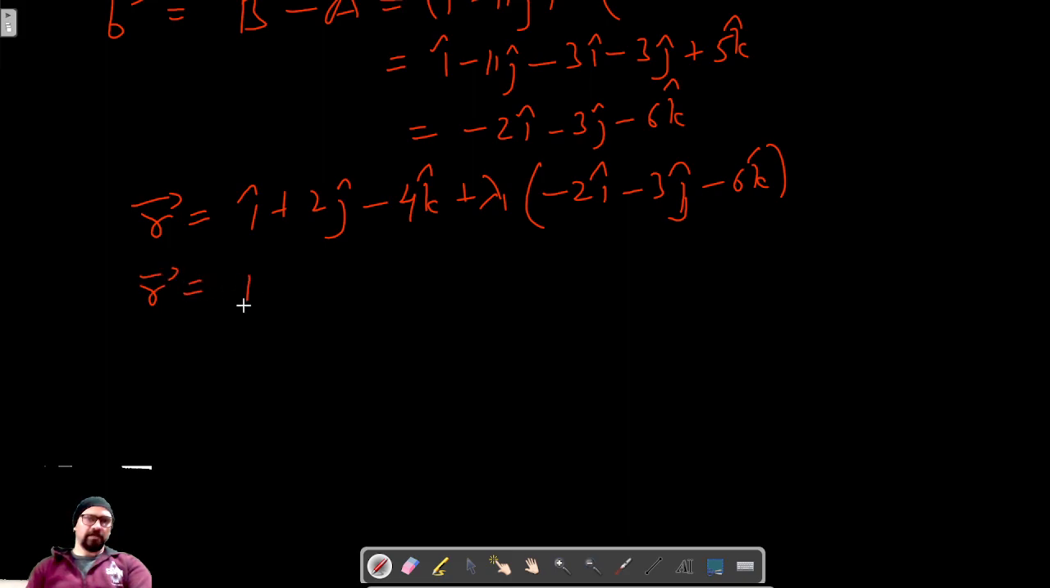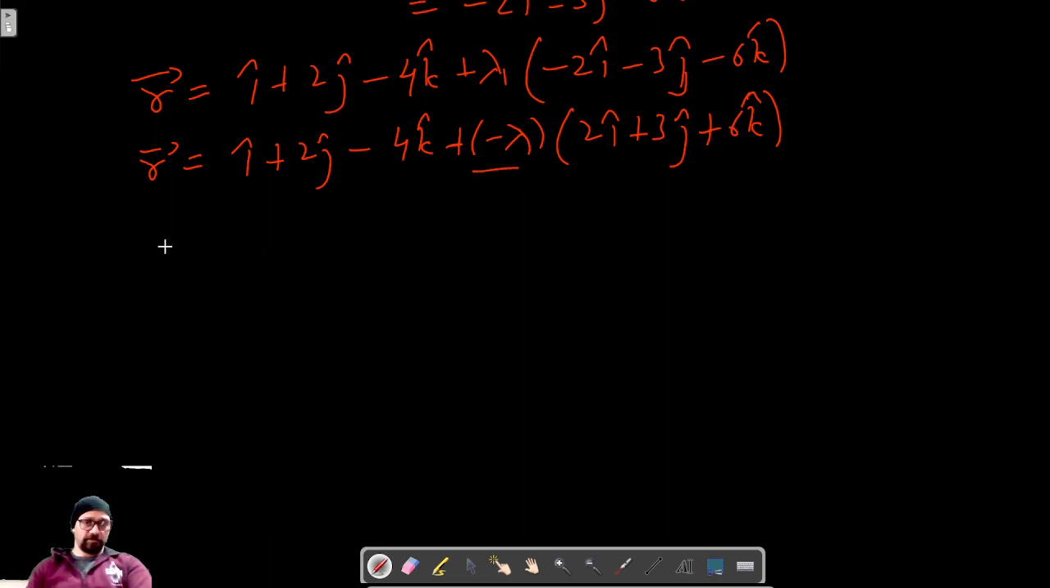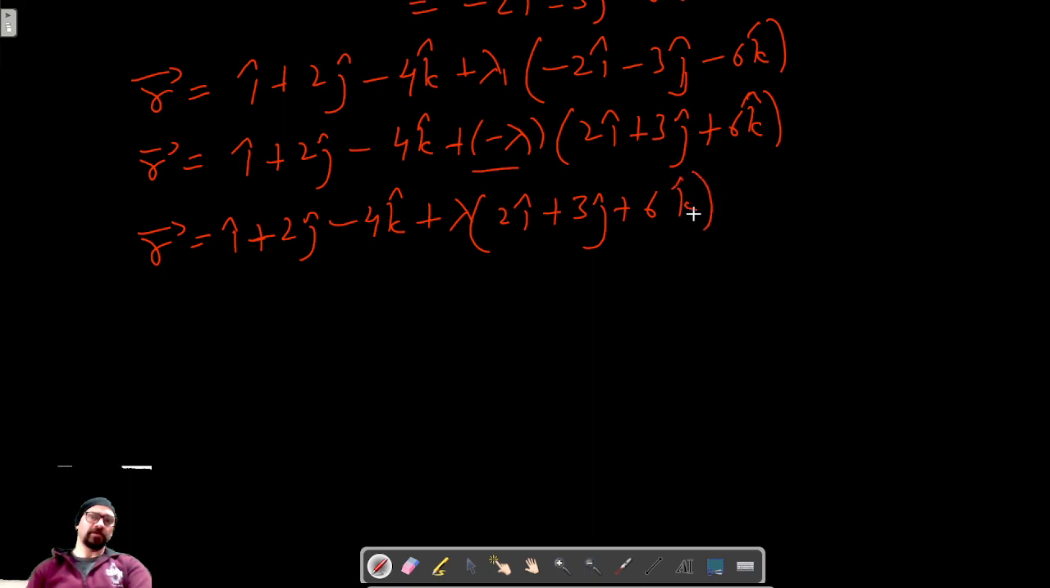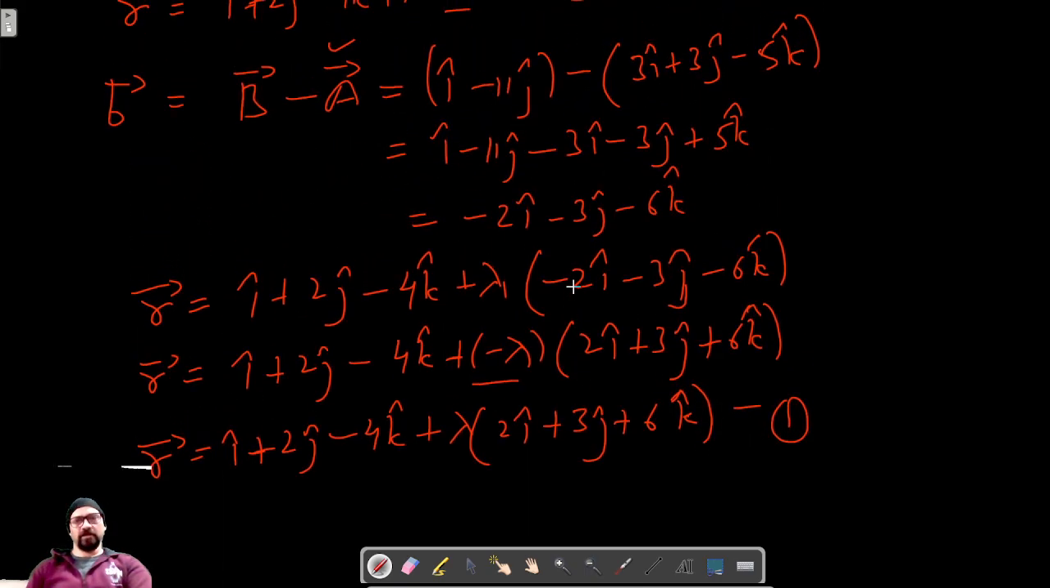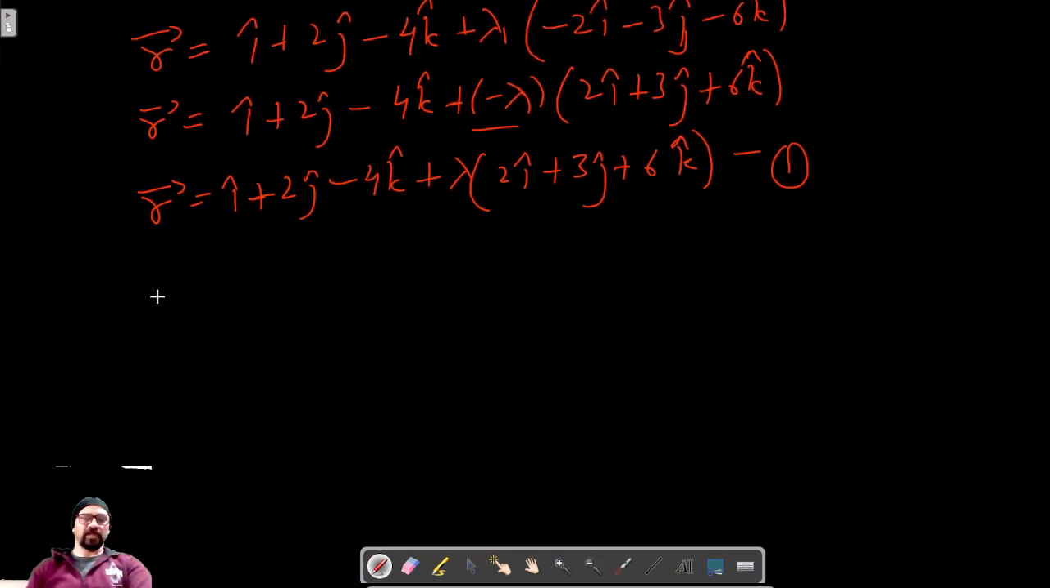Okay, now I can write it as i cap plus 2j cap minus 4k cap plus lambda. If I take out negative common, that would be plus negative lambda into 2i cap plus 3j cap plus 6k cap. Now negative lambda is also a constant, so I'm going to write it as lambda. So this is i cap plus 2j cap minus 4k cap plus lambda into 2i cap plus 3j cap plus 6k cap, and let's say this is our equation 1. So this is the equation of the line that is passing through this point and parallel to the line joining these points.